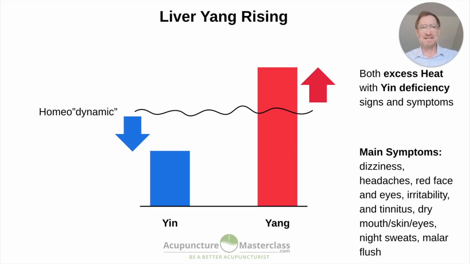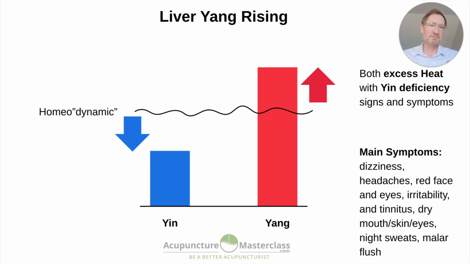So you might see things affecting the head still, like dizziness, headaches, red face, eyes, ear ringing, and also yin deficiency signs as well. So dry problems: dry mouth, dry skin, dry eyes, even maybe some night sweats still and malar flush. So those are all possible when it comes to a liver yang rising scenario.